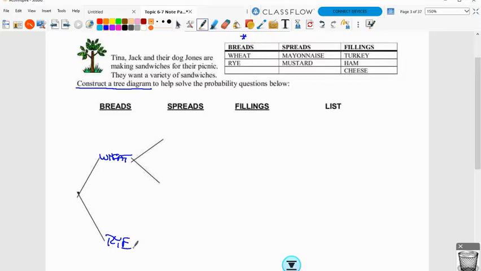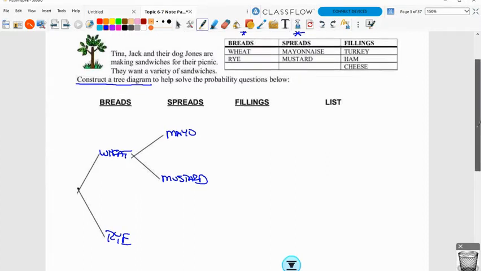Then, after you choose a bread, the next thing you have to do is choose the kind of spread that you want to put on it, either mayonnaise or mustard. Now, the type of bread that you get doesn't change the type of spread that you can get. So if you chose wheat bread at the beginning, you still have two choices of spreads that you could choose. You could have mayonnaise, or you could have mustard. Off of wheat, we had two different branches, one for each type of spread.